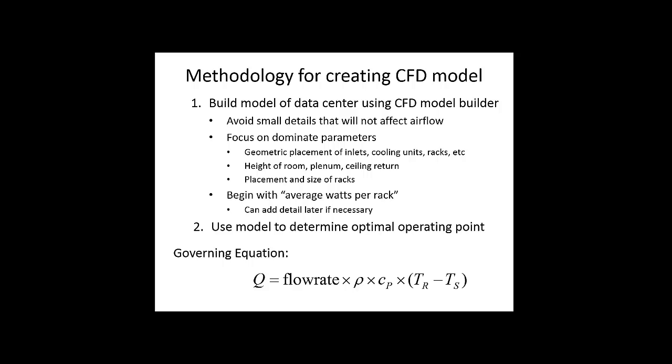This is a mistake that's often made early, is that users often try to put too much detail in too quickly. But the dominant parameters in the data center are going to be geometric placement of things like racks and cooling units and things. It's going to be height of the room, height of the plenum, ceiling.